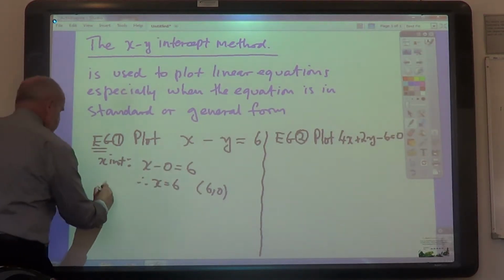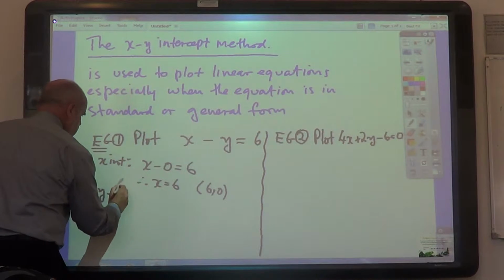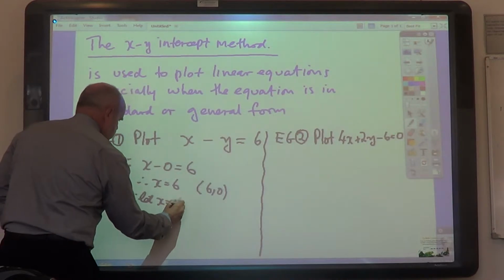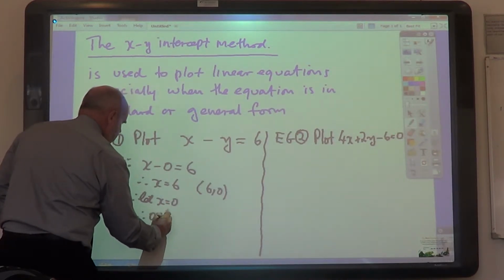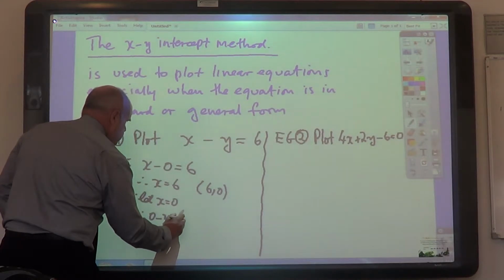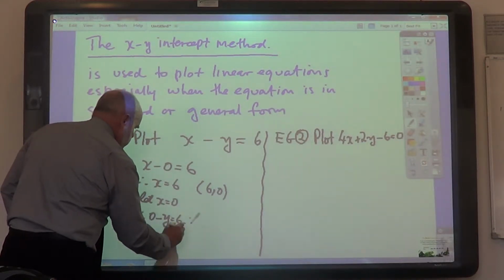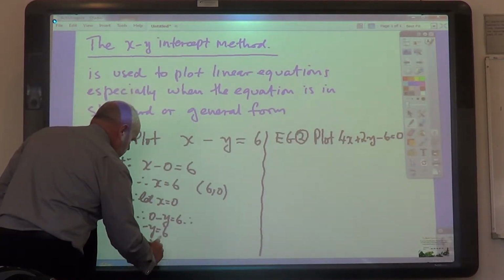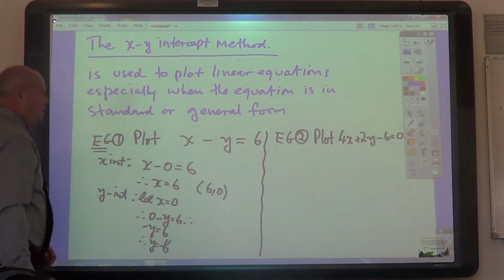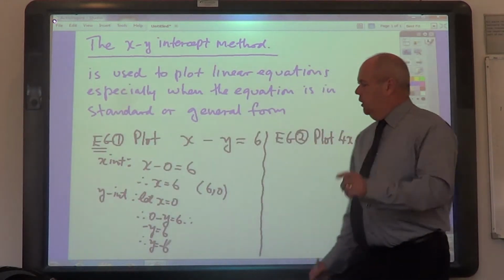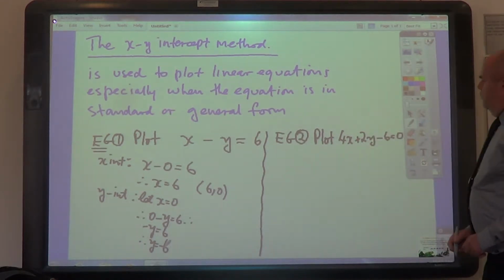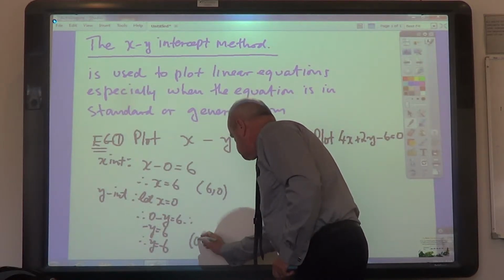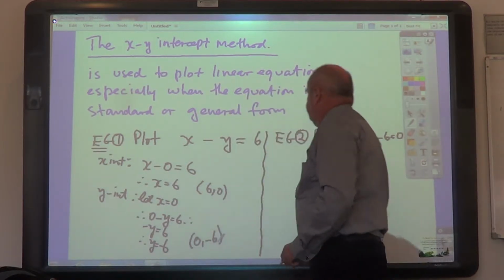And so to find the Y-intercept, we let X equal 0. I didn't write that in above, but let X equal 0. Therefore, 0 minus Y equals 6. Therefore, negative Y equals 6. Therefore, Y equals negative 6. Okay? So, to repeat the process over here, I'll plot the graphs on a new page. By the way, I should have written that as a coordinate. The Y-intercept is (0, -6).